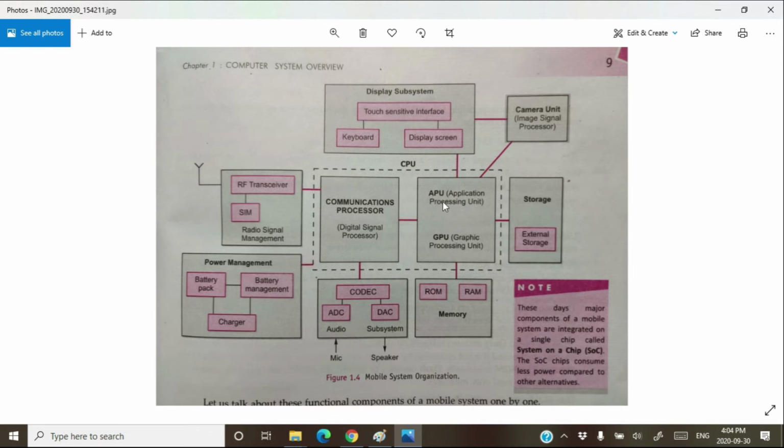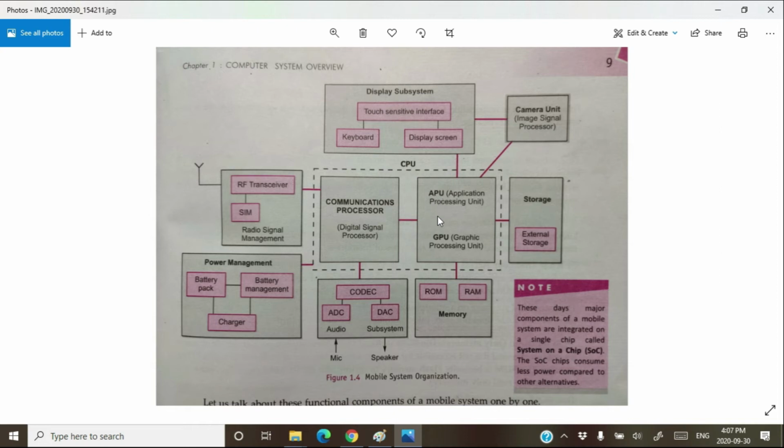Now, you have seen the CPU, but you may not know about the APU and GPU. Let's talk about the GPU. GPU is the special processor for graphics. Okay, that means the graphics card. So a special processor for graphics is called the GPU. And the APU processes everything except the graphics instructions. With the APU, a storage unit is connected, having external storage. So the storage unit is directly connected to the APU and GPU combination.